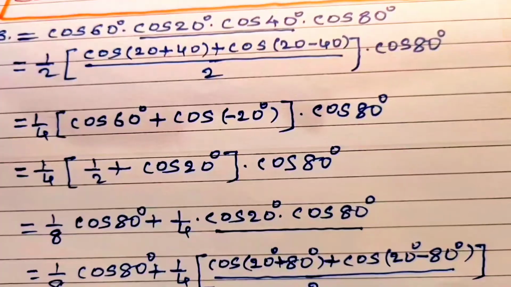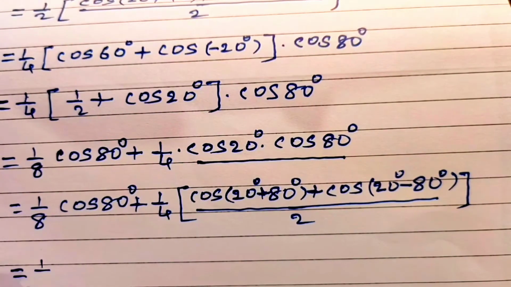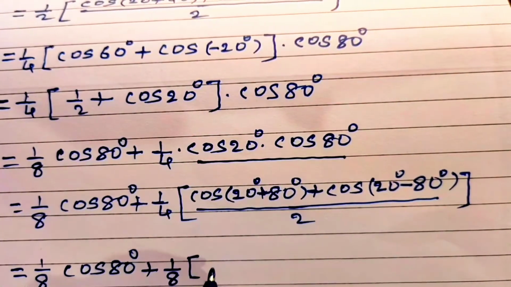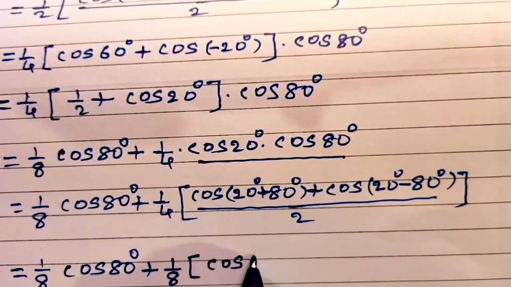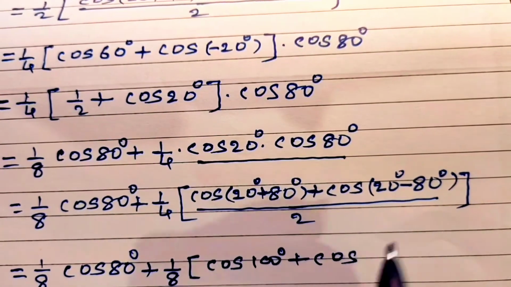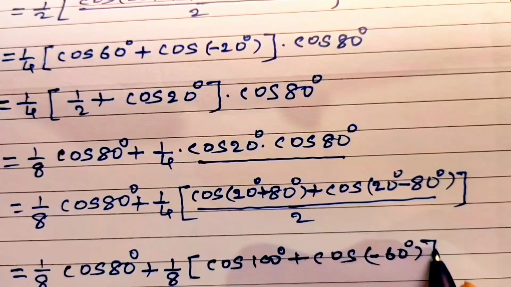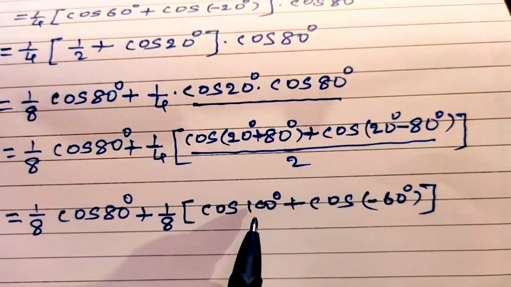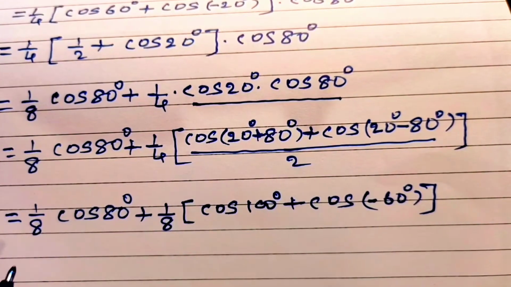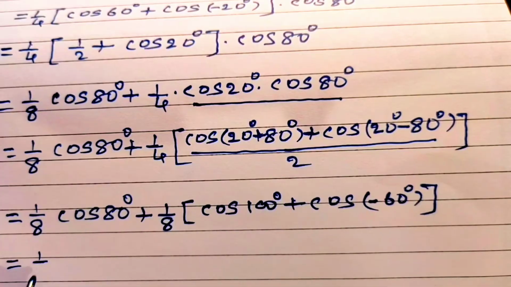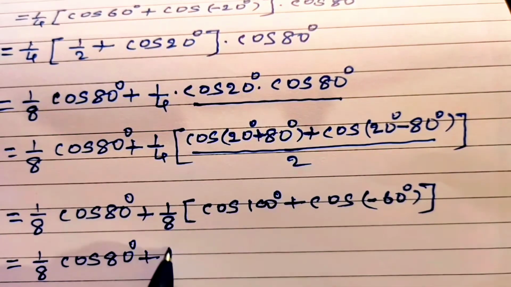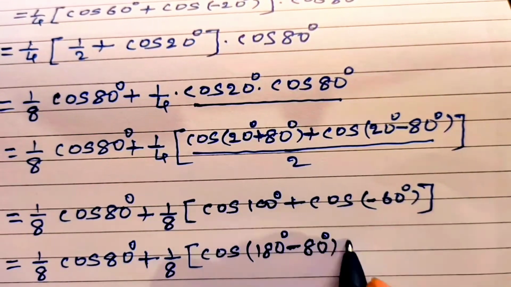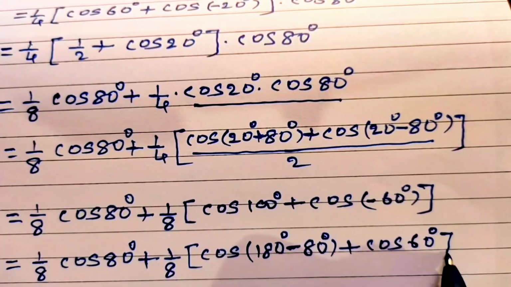Bracket close. Hence we can write this is equal to 1 upon 8 cos of 80 degree plus 1 upon 8 into bracket cos of 20 plus 80, 100 degree, plus cos of 20 minus 80, minus 60 degree. Bracket close. Again cos minus theta is cos theta, and this 100 degree we can write 180 degree minus 80 degree. So this is equal to 1 upon 8 cos of 80 degree plus 1 upon 8 cos of 180 degree minus 80 degree plus cos 60 degree. Bracket close.